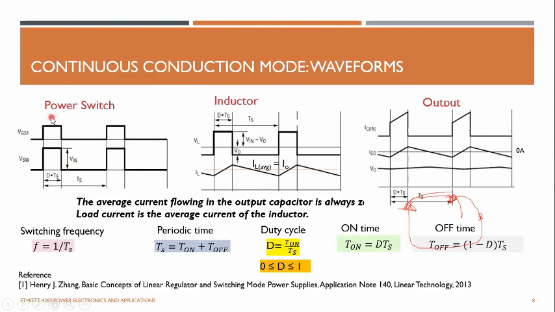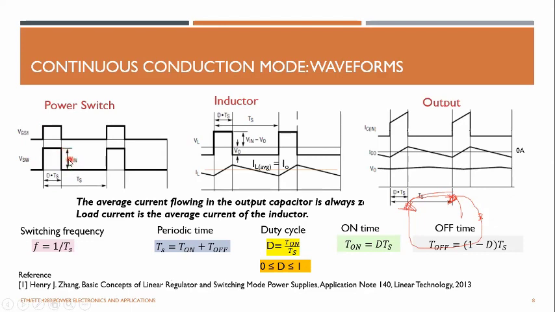Okay, so I have drawn three waveforms. The first one is the power switch. If you want to turn on this MOSFET, you have to provide a gate voltage. When the gate voltage is high, the power switch is turned on, which is the charging phase. And when the gate voltage is 0, the MOSFET is turned off, so this is the discharging phase. In the charging phase, the MOSFET is turned on, so it is short circuiting the input to the switch node. So the switch node voltage is simply V in.